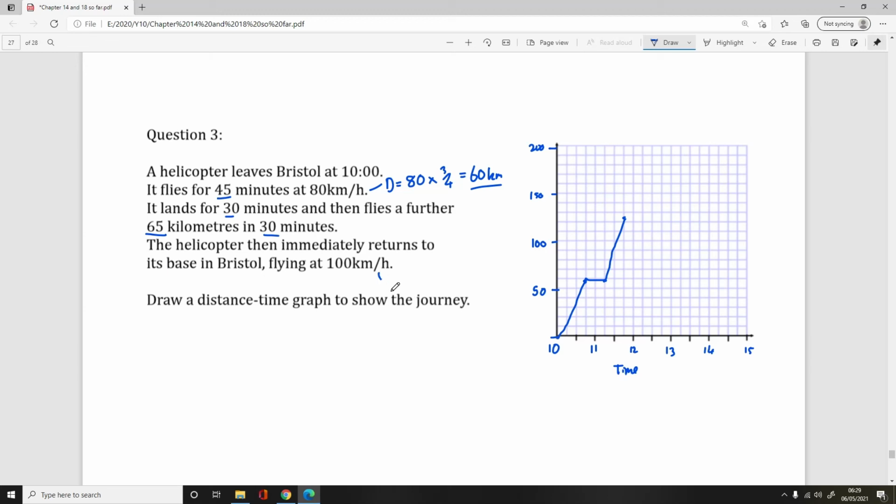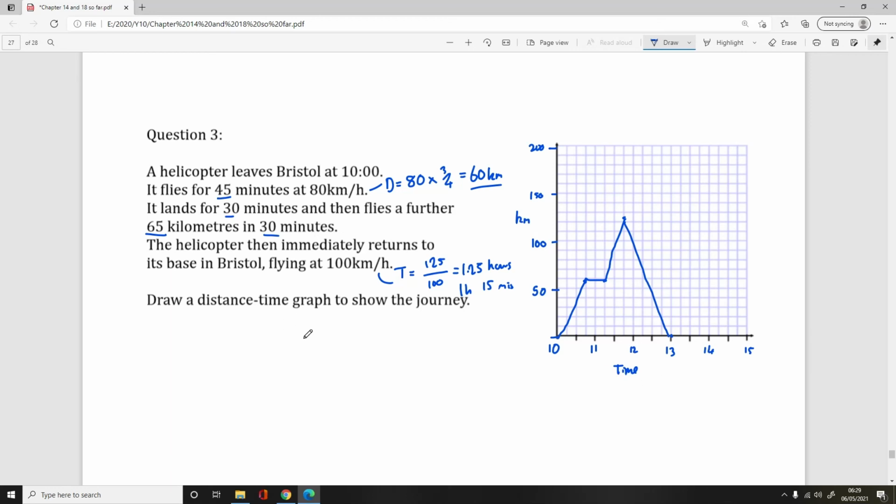So we need to work out how long that's going to take. Time is going to be distance over speed. The distance is 125 kilometers and the speed is 100, so that's 1.25 hours or 1 hour 15 minutes. So we'll get home 15 minutes, 1 more hour at 1 o'clock. There we go. There's our helicopter's journey.